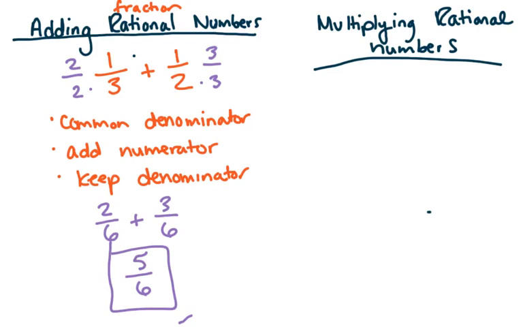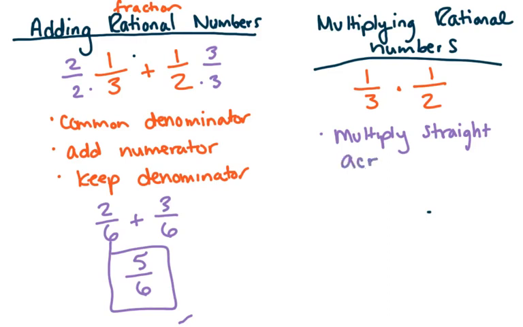For multiplying rational numbers, so let's say I had 1/3, and we did talk about this in the video that I posted yesterday as well, but this is just a nice little refresher for us. So whenever we're multiplying rational numbers, we multiply straight across. So in that case, we don't need a common denominator. And so we end up with 1 over 6.